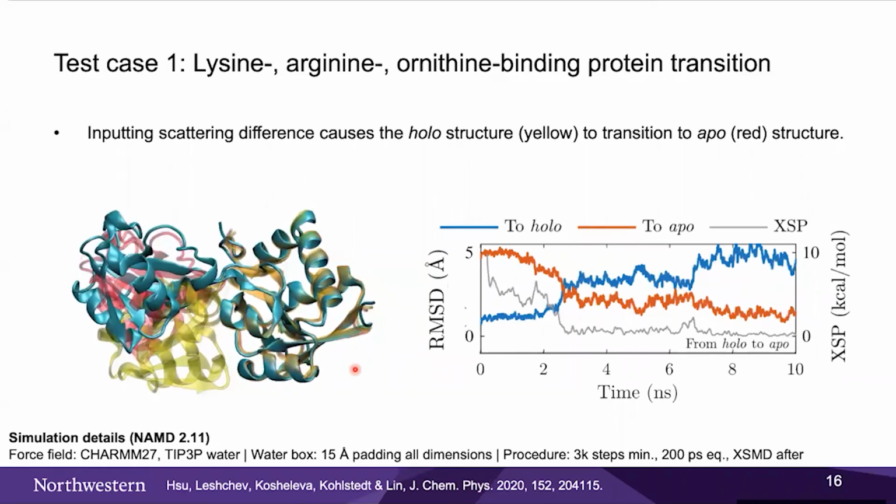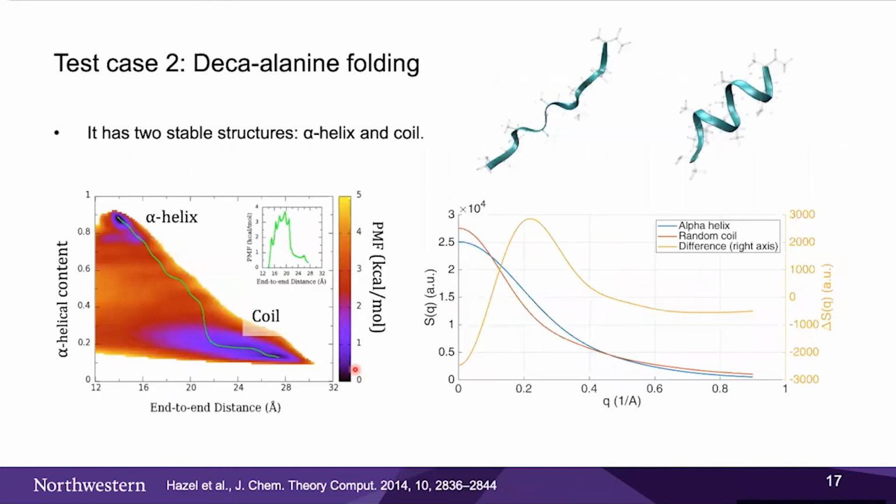Okay, and then the next test case is a slightly more complicated one, which is the deca-alanine folding. This is a model system in the computational chemistry society, where it has two stable structures. One is the random coil, where it has a very long end-to-end distance at about 28 angstroms, and it has a very low alpha helical content because it's just not a helix. On the other hand, there is another stable structure, which is alpha helix, and it has a very defined end-to-end distance at 14 angstrom, and it has a very high alpha helical content. We want to drive the random coil to the alpha helix.